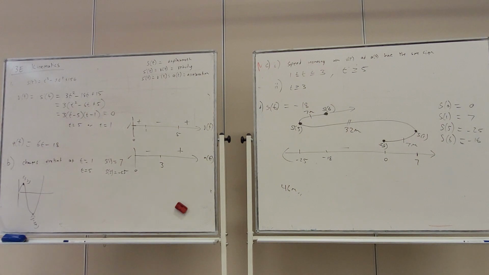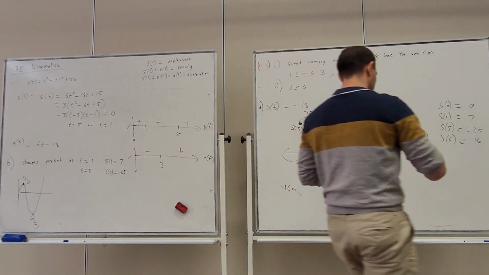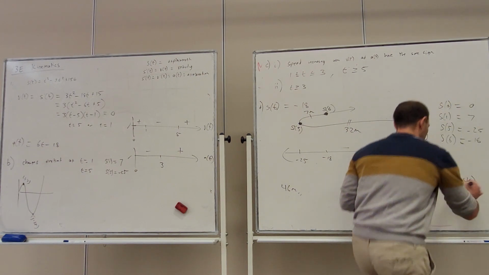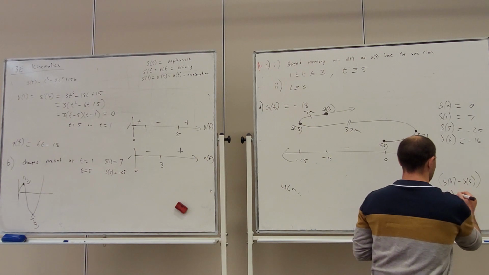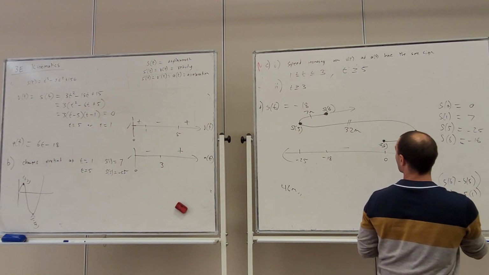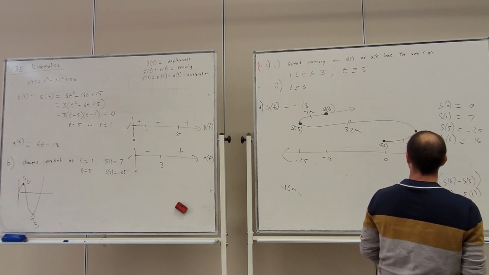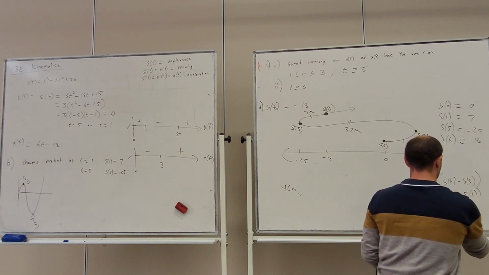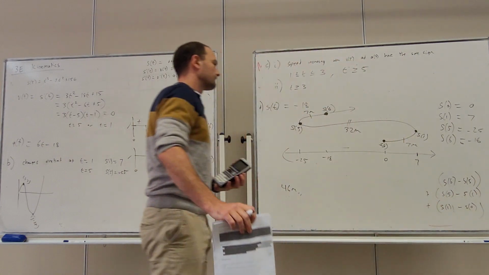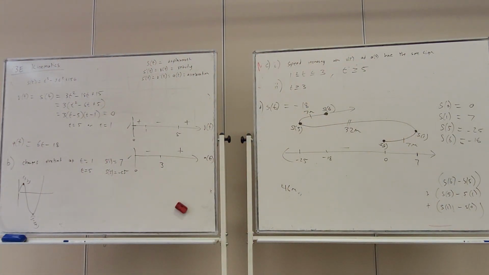All right, another way to do it without the motion diagram is the total distance is S of 6, take S of 5, plus S of 5, take S of 1, plus S of 1, take S of 0. Okay, cool. So we've answered the problem, hence find the total distance travelled in the first 6 seconds. Very good. All right, let's move on to the next one.